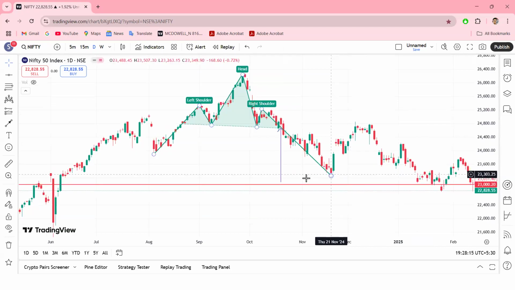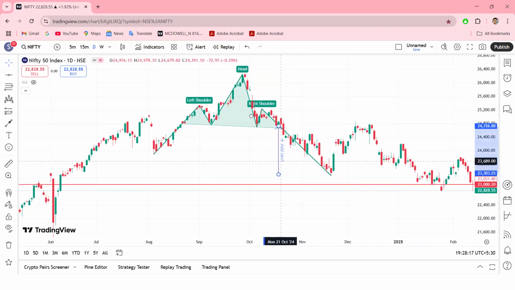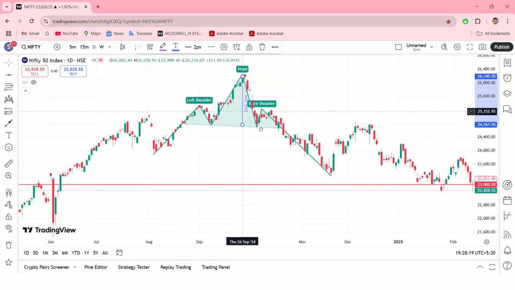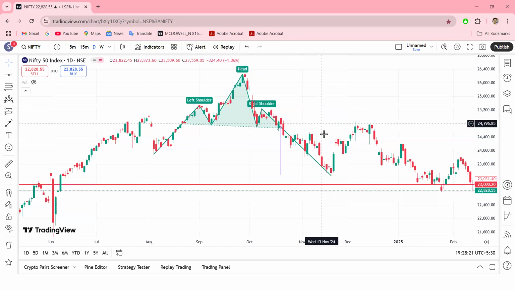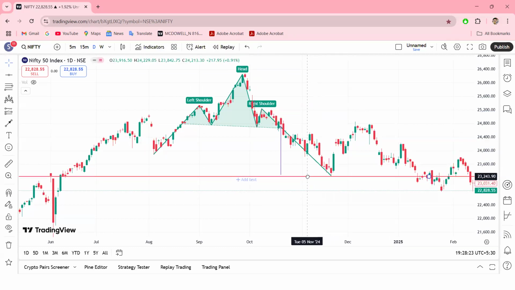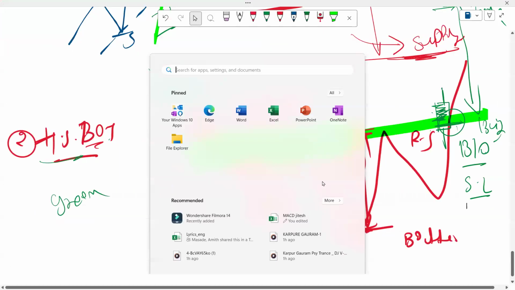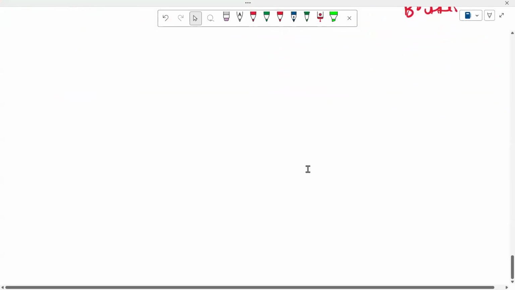Are you able to understand the concept of the head and shoulder pattern? So this is your typical head and shoulder pattern, exactly at this point. See how accurately you can predict the market from the classic chart patterns. You have to master these patterns, then only will you be able to identify them. Okay, so let me go back to my notepad and discuss other patterns as well.